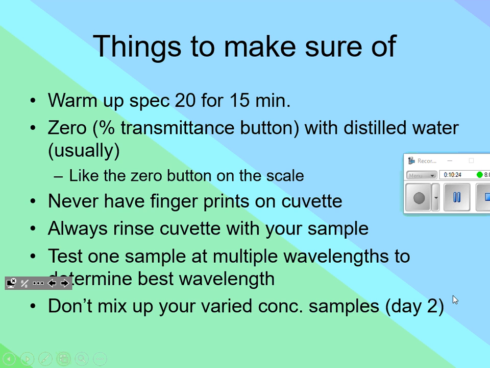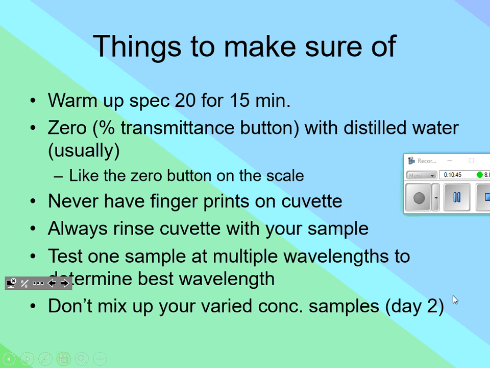Quite frankly, not only does the light pass through the water, but what else does the light pass through when we have our sample in our little test tube? The glass, the test tube itself. We want to get rid of that part also. We want to only measure with this piece of equipment the blue dye's absorbing of light. So that's why we have a 0 button, just like a scale.